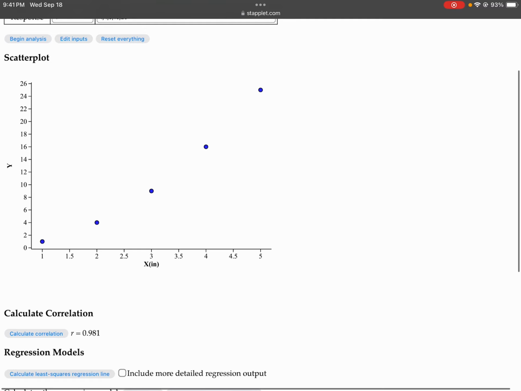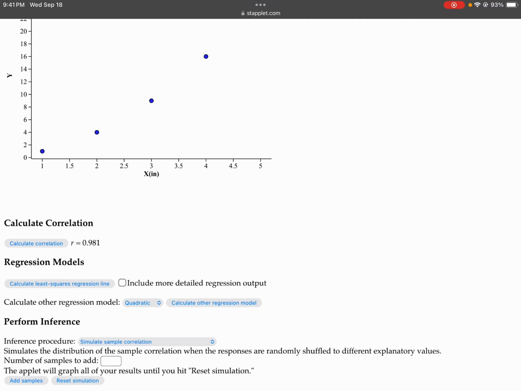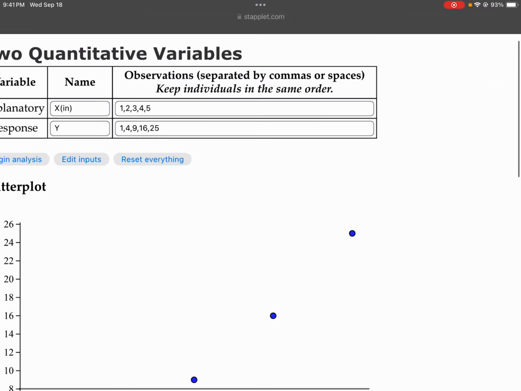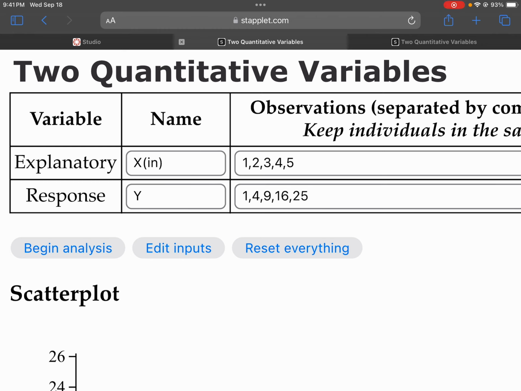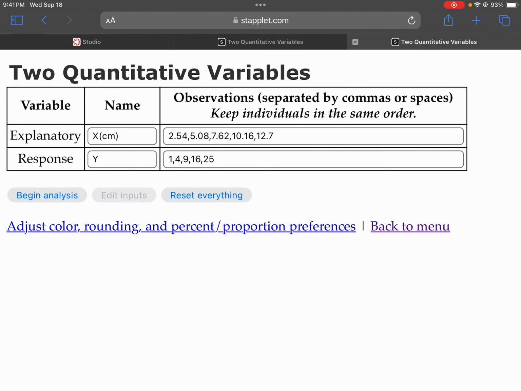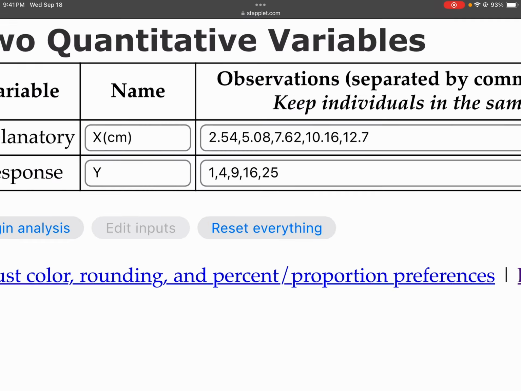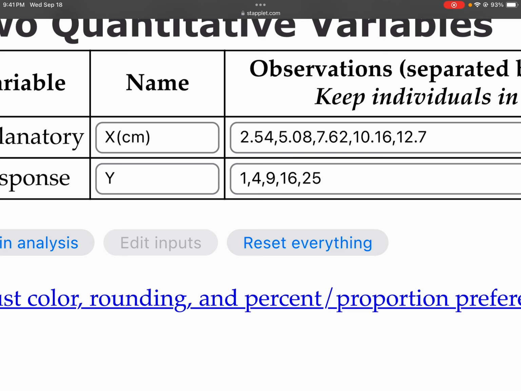We'll do the analysis. We'll look at the correlation. It's 0.981. Now what I'm going to do on the other tab is change the explanatory from inches to centimeters. To convert inches to centimeters, you multiply by 2.54. So the first value you see there is 2.54. The next one is 5.08. That's just 2 times 2.54, and so on. The last one is 12.7 because 5 times 2.54.